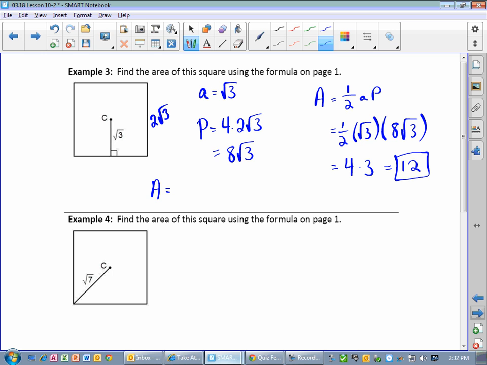So if you wanted to check your answer, you'd want to do area equals side squared. So we'd have (2 square roots of 3) squared. Now notice the parentheses I put here. That tells me that I'm grouping this. I'm going to square 2 square root of 3. The way we square these numbers is we have to square each number individually. So 2 squared is 4, and square root of 3 squared is 3. And 4 times 3 is 12.